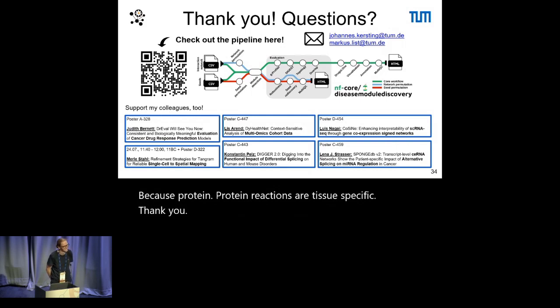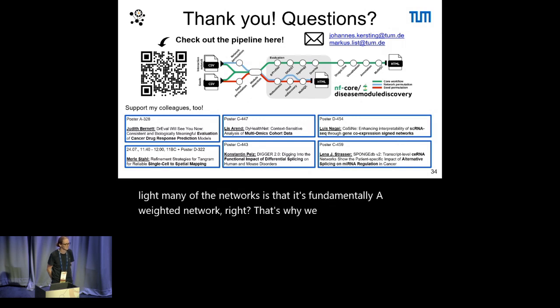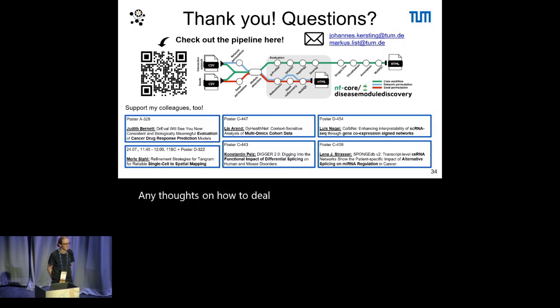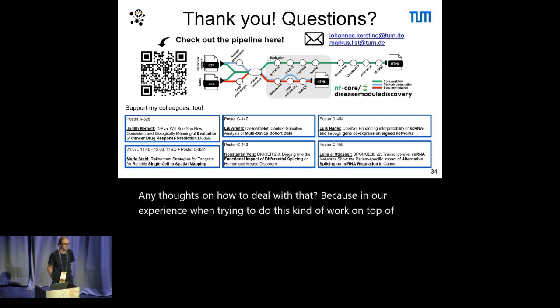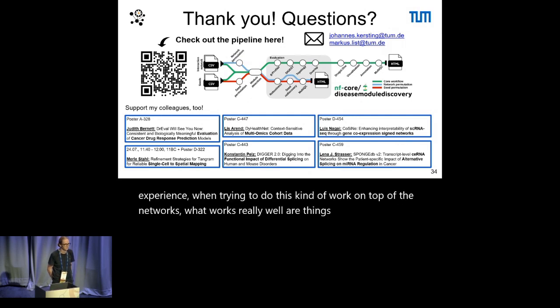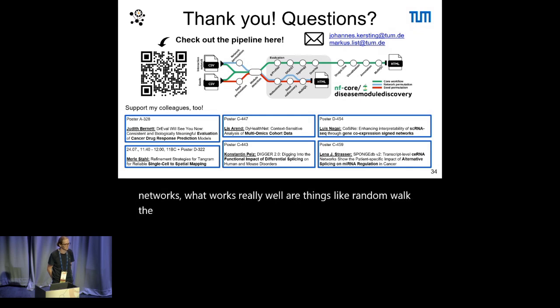One quick question here. It's great work, but one of the challenges with Spring, unlike many of the networks, is that it's fundamentally a weak network, right? That's why you have 4 versions actually. Any thoughts on how to deal with that? Because in our experience, when trying to do this kind of work on top of the networks, what works really well are things like random walk with restart, where you take into account the edge weights as the probabilities when you're doing your walks, instead of discretizing it into there is an edge or there's no edge.